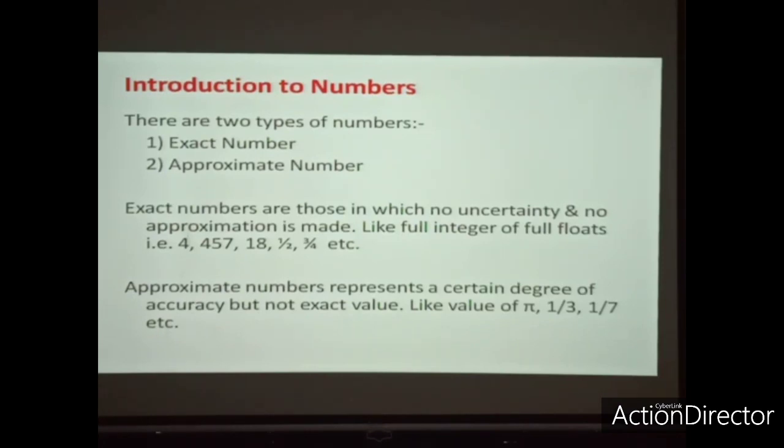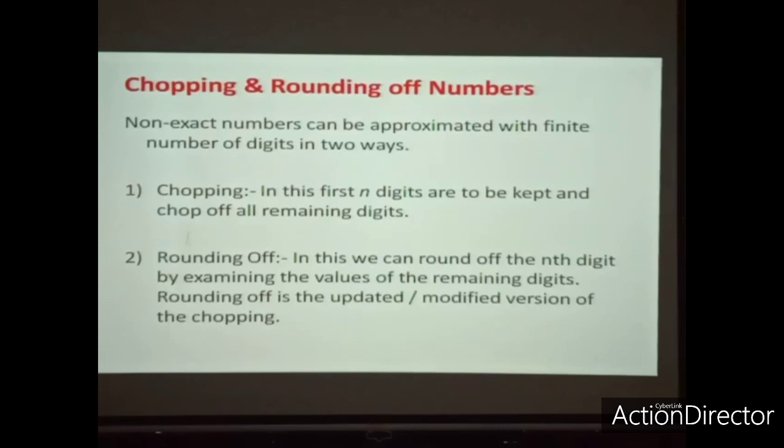So in the introduction of number, we have seen that there are two types of numbers: exact numbers and approximate numbers. Exact numbers are those where there is no approximation required, and approximate numbers are those that are cut short somehow to take the exact value for calculation purposes. Now the point is how the approximation is done. The approximation process basically comprises two terms, chopping and rounding of the numbers. Chopping, as the name indicates, is to chop off.